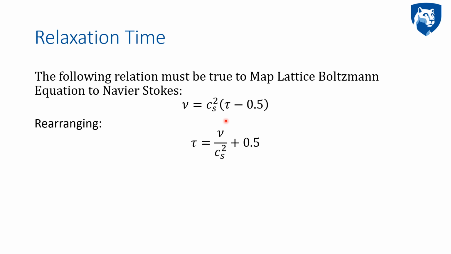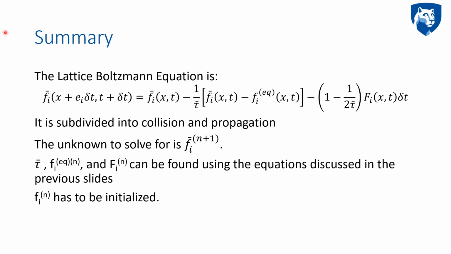If you want to map it onto a different equation, then we will have a different expression for the relaxation time. So to summarize the entire process, the Lattice-Boltzmann equation is given right here. It is divided into two steps, the collision step and the propagation step. The collision step is just this term right here, the right-hand side of this equation. And propagation is just moving that term onto the neighboring lattices while moving the equation forward in time.